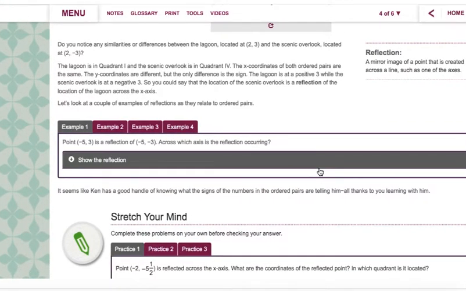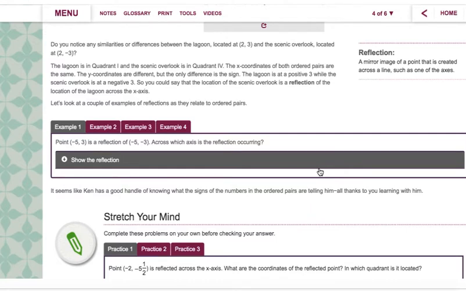All right. So here are other examples. This is the part where I would suggest that you, on that piece of paper you should always have out when you're doing math, just jot down what you think the answer is. So if I go too fast, just pause the video, and then check your answer. Example 1: point negative 5, 3 is a reflection of the ordered pair negative 5, negative 3. Across which axis is the reflection occurring?